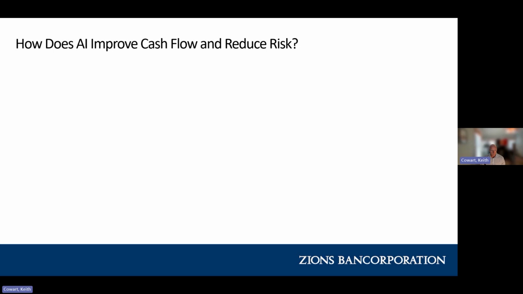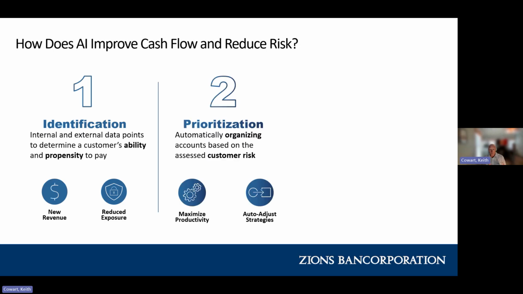And following identification, you have prioritization. So automatically organizing the accounts based on that assessed customer risk. So you want to make sure that you're focusing as many touch points as possible on the higher risk customers, and leveraging automation on those lower risk customers.